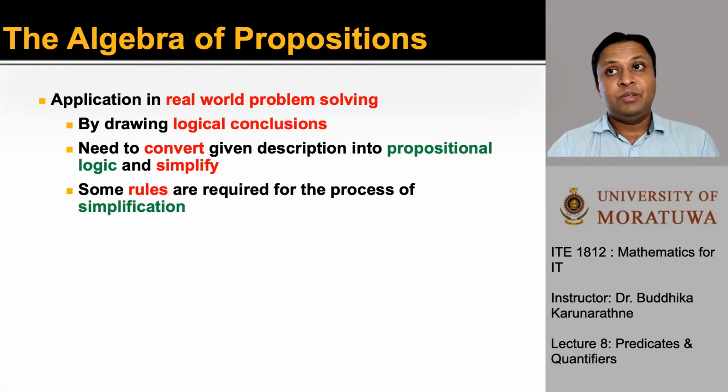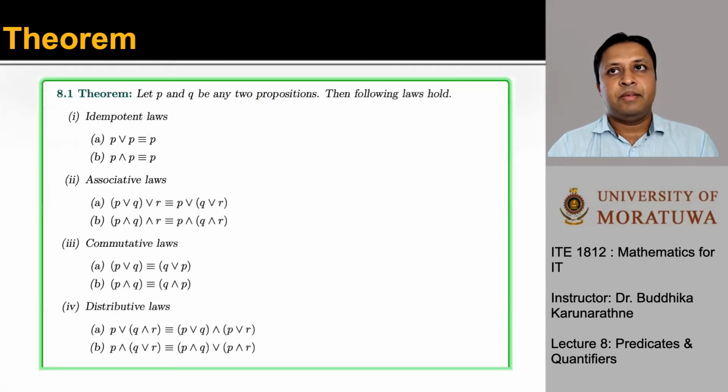So usually we need to convert a given description into propositional logic and simplify. So we need some rules for the process of simplification. So that's when the algebra of propositions comes in. So we get introduced to some of the laws in this theorem. Let P and Q be any two propositions, and then the following laws will hold.